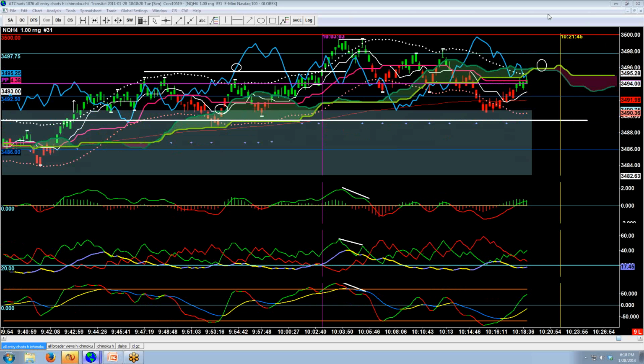So once we're broken out, this is the one that I just showed you, pivot point holding, so you can see it trying and holding, trying and holding, trying and holding.